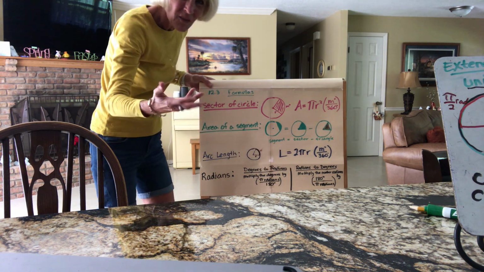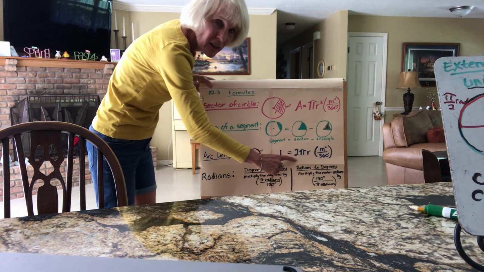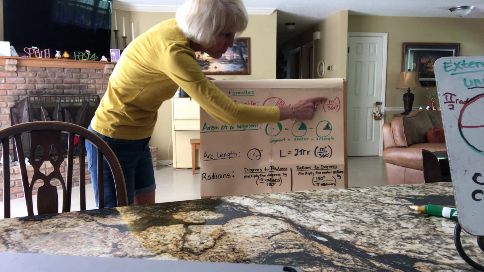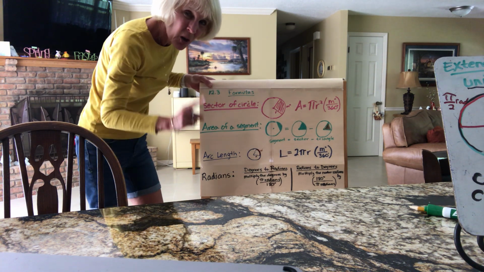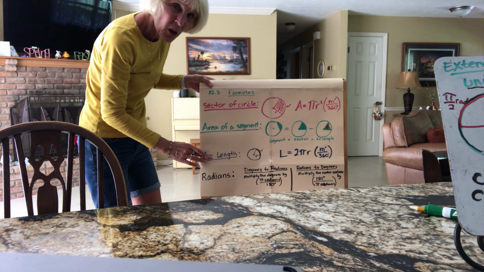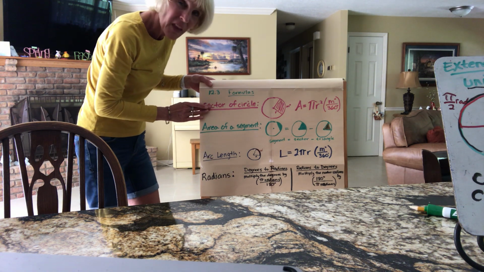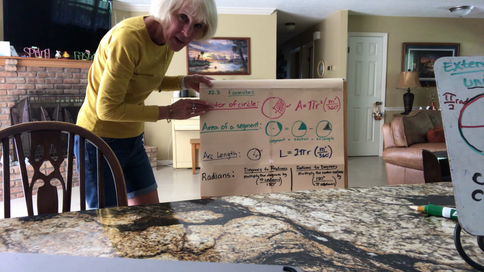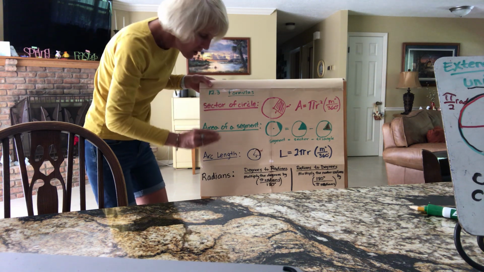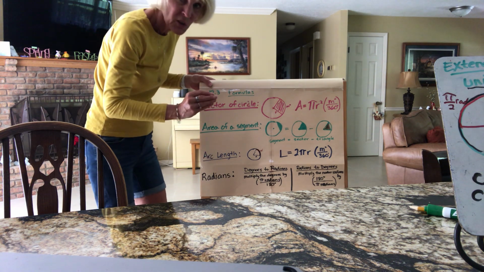So again, not things you have to memorize. These should be things that you already know. And then, of course, it's the same part as what we have up here. So the hard thing to remember is, am I going to be working with arc length, or am I going to be working with area of a sector? So remember, area, part of the area of the circle; length, part of the circumference of the circle.